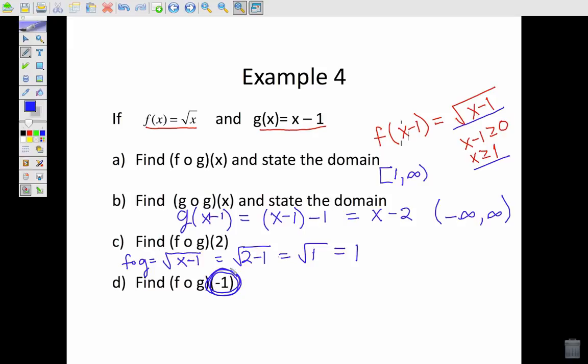And finding f of g of negative 1. Well, I can't do this, and the reason why I can't do this is because the domain for the composition was from 1 to infinity. I can't substitute negative 1 in if it doesn't lie in the domain, so this is undefined. So again, composition of functions is a matter of substituting one function into another, simplifying it, and trying to figure out their domains.